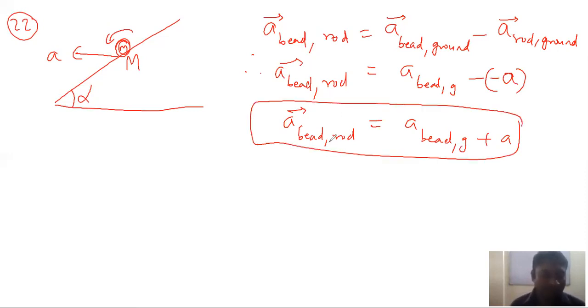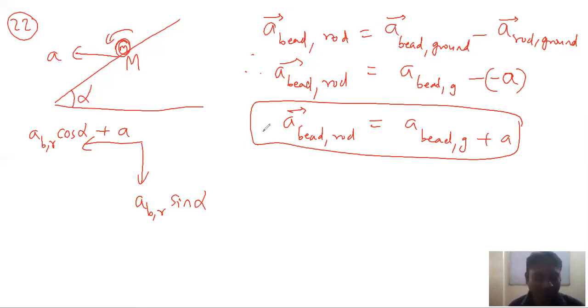Now let us think about the acceleration of the bead. Let us consider A_R to be the acceleration of the bead with respect to the rod. Now let us think about the components. The acceleration of the bead with respect to the rod will have two components, an X and a Y component. One component will be A_R cos alpha plus A. Another component will be A_R sin alpha.